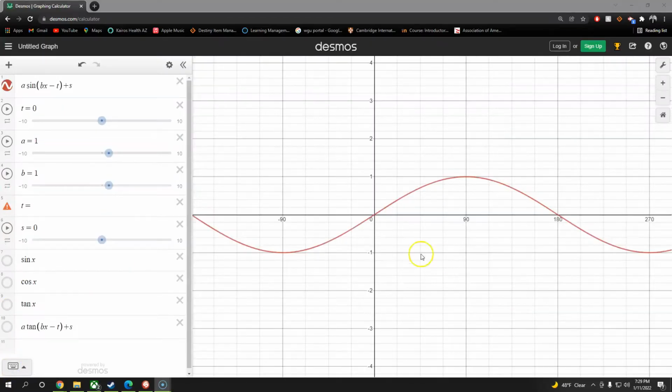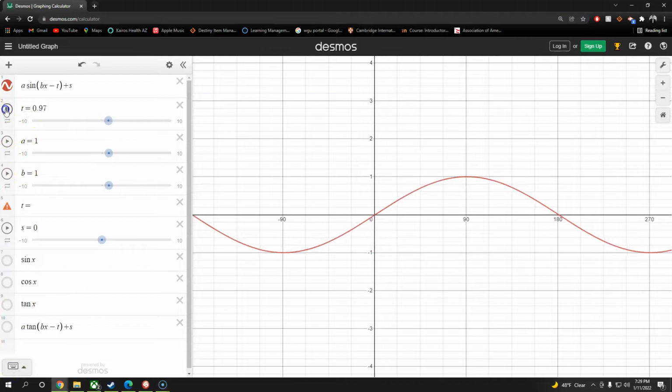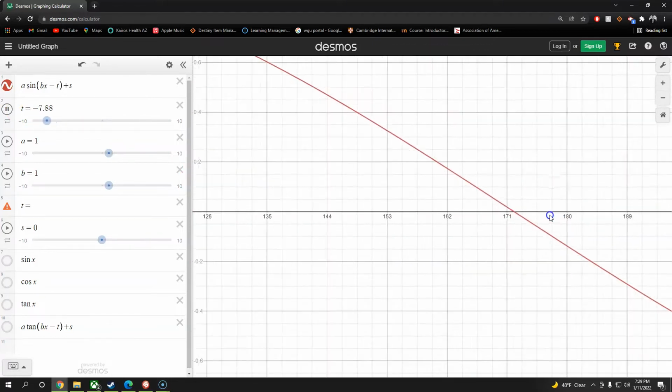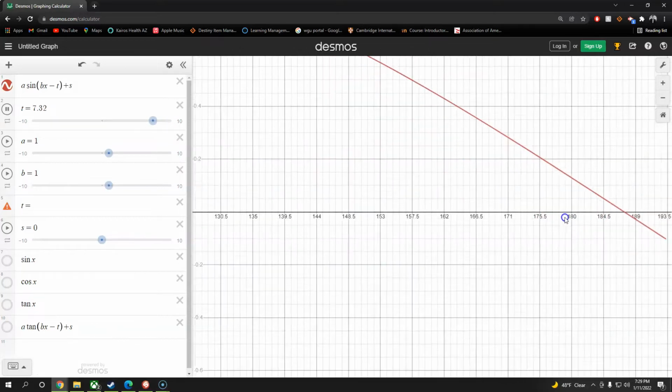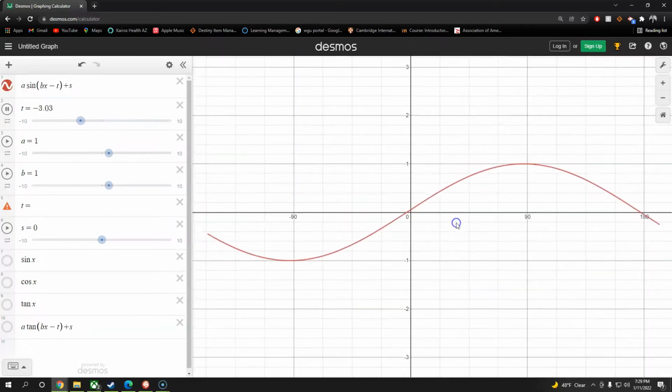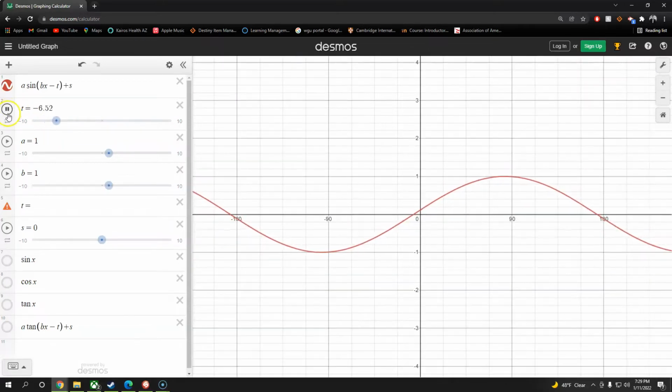Alrighty, so let's take a look at this guy. If I press play on T, it doesn't look like a whole lot is happening. But let's just pay attention to this guy real quick. If I zoom in a little bit more, it makes it a little bit more apparent. This guy is just shifting left and right. That's all that's really going on. It's just a horizontal translation.